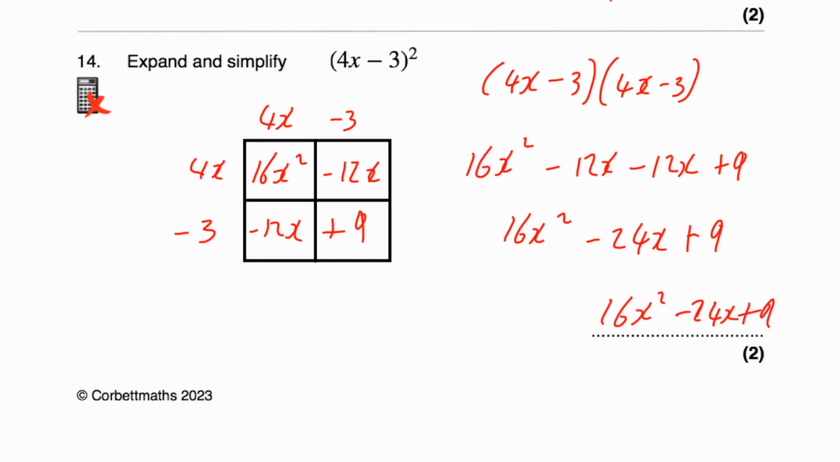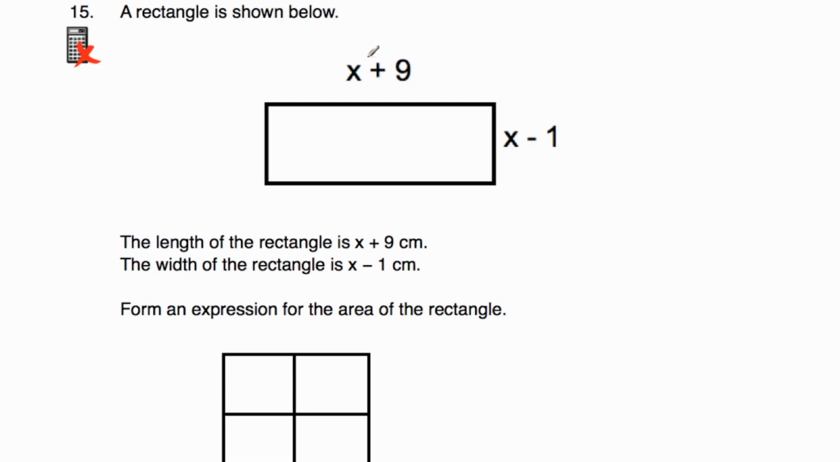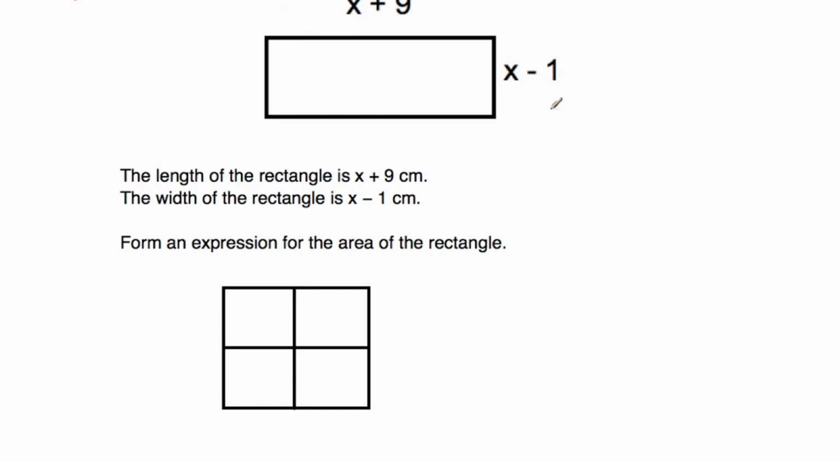Okay, question number 15. So question number 15 says, a rectangle is shown below. So here we've got a rectangle. Its length is x plus 9 centimeters. Its width is x minus 1 centimeters. And we've been asked to form an expression for the area of the rectangle. So we need to multiply the length and the width together. So we need to work out x plus 9 multiplied by x minus 1 to find the area of a rectangle, the length multiplied by the width. So it's going to be x plus 9 and x minus 1.